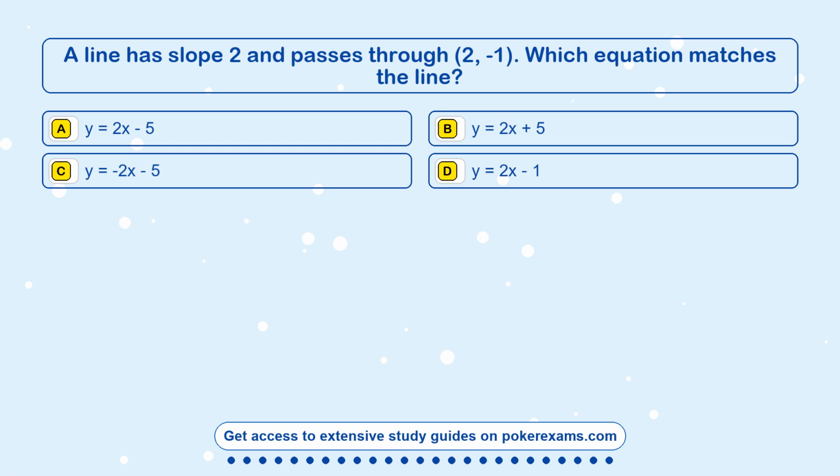Question 14. A line has slope 2 and passes through (2, minus 1). Which equation matches the line? Option A, y equals 2x minus 5. Option B, y equals 2x plus 5. Option C, y equals minus 2x minus 5. Option D, y equals 2x minus 1.